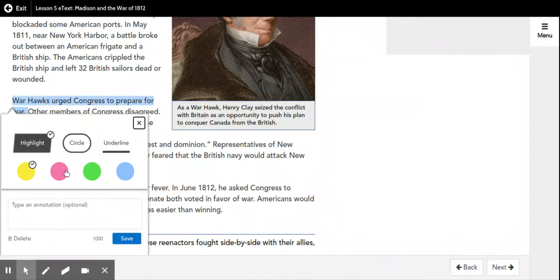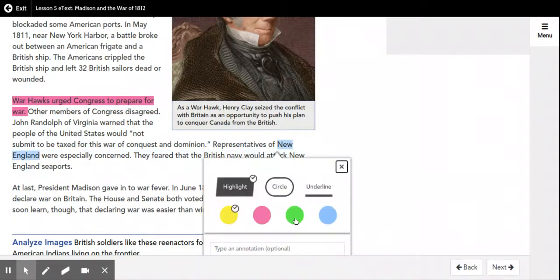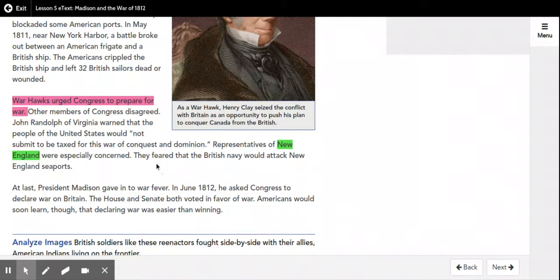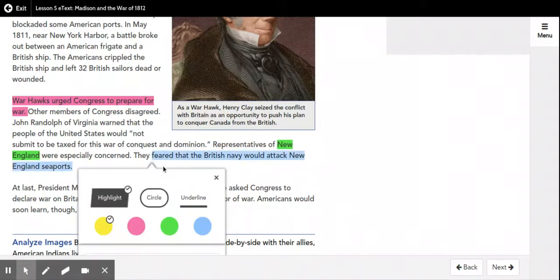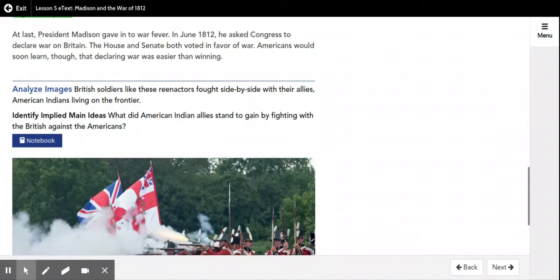At last, President Madison gave in to war fever. In June 1812, he asked Congress to declare war on Britain. The House and Senate both voted in favor of war. Americans would soon learn, though, that declaring war was easier than winning. Reading check. Identify supporting details. Who were the war hawks?